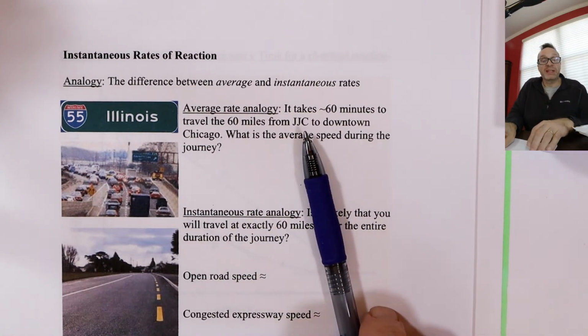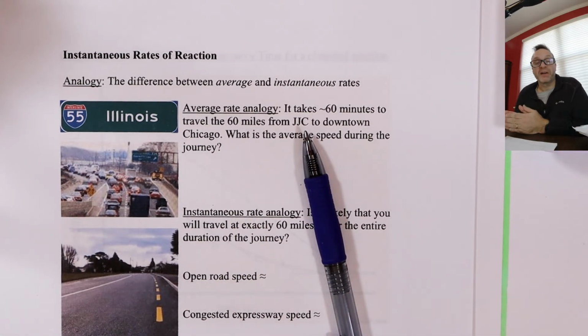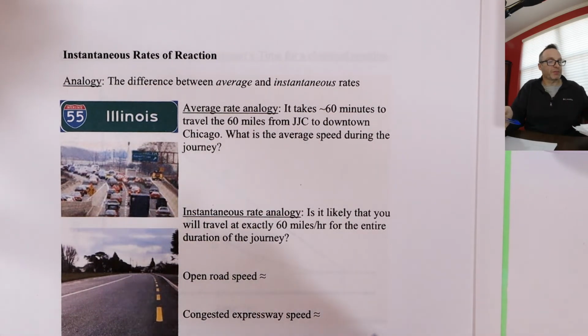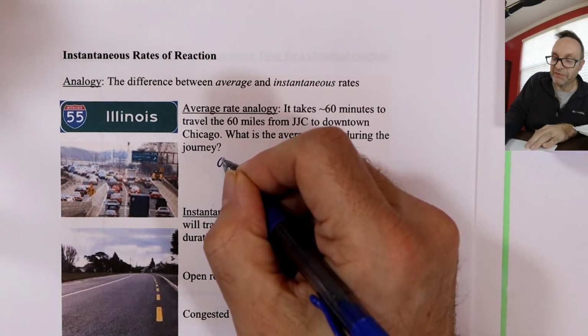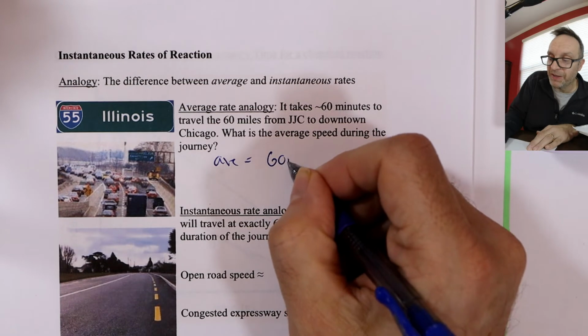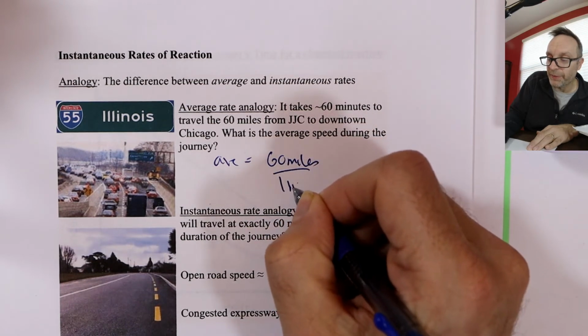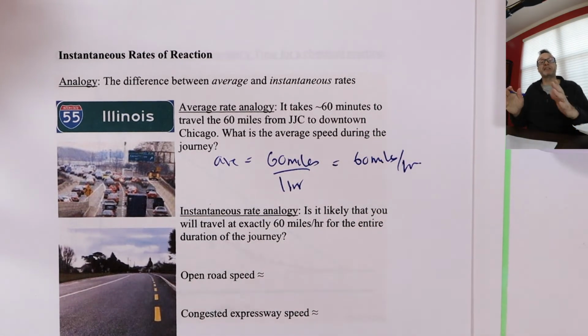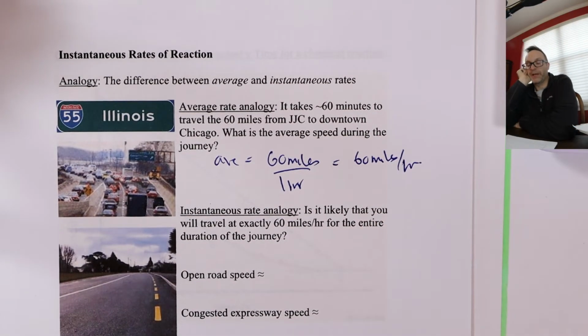So let's say you're driving to Chicago. It takes you 1 hour to drive to Chicago. Fair enough. So you did 60 miles in 1 hour, 60 minutes. So that means your average speed equals the total distance over the total time, 60 miles over 1 hour, equals 60 miles an hour. That was your average speed for the whole journey. But now let's be honest. Were you traveling at 60 miles an hour the whole time?